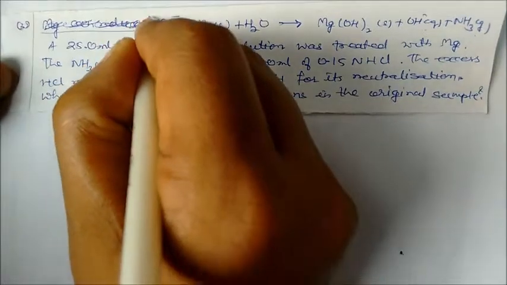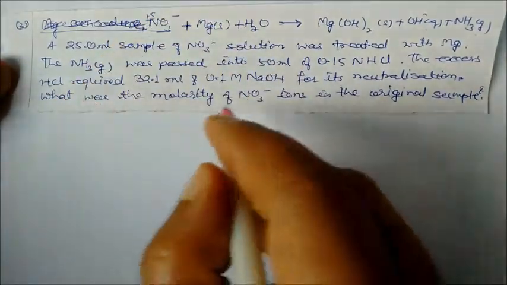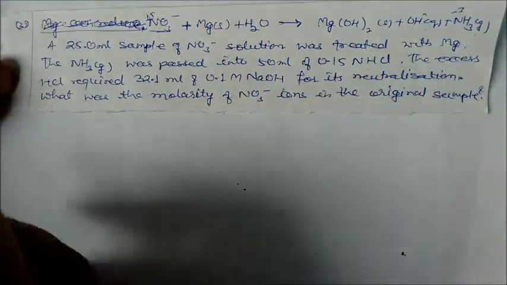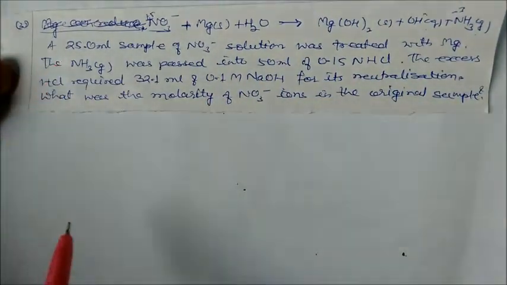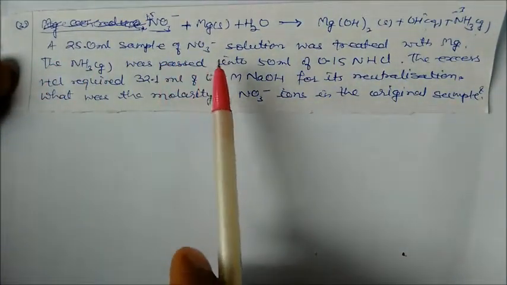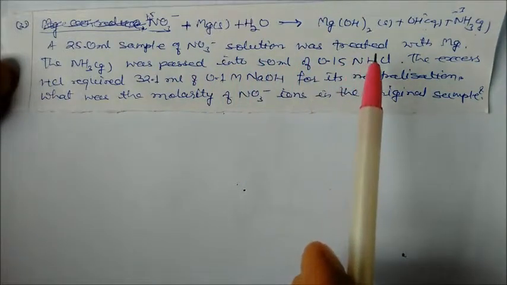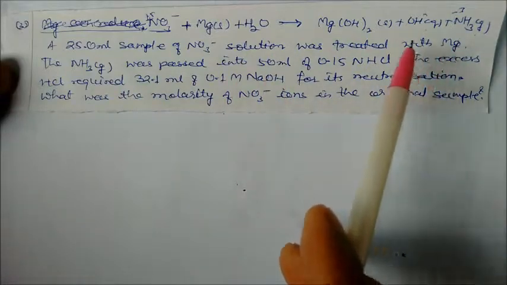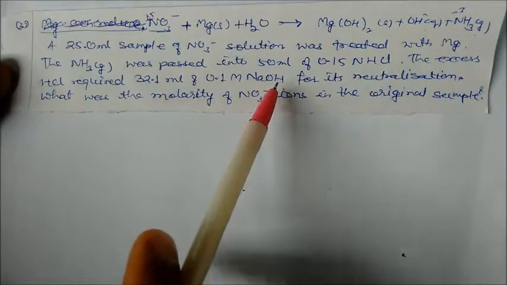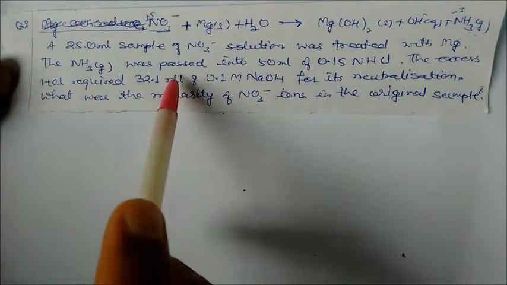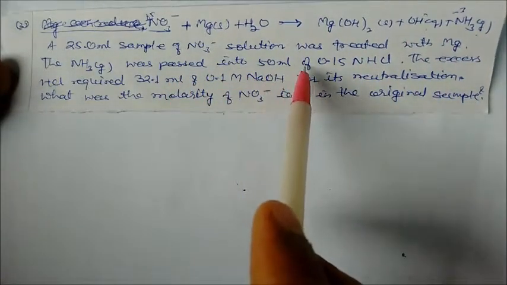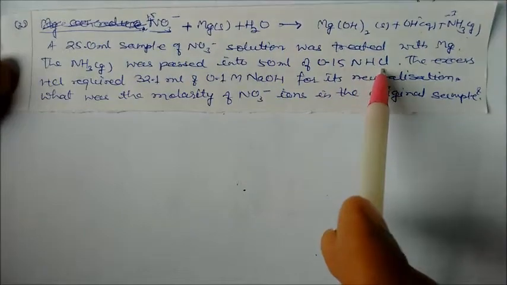So here, the oxidation state of nitrogen is +5, and in this case it is -3. So this will be utilized. A 25 ml sample of nitrate (NO3-) solution was treated with magnesium. The ammonia released was passed into 50 ml of 0.15 normal HCl.